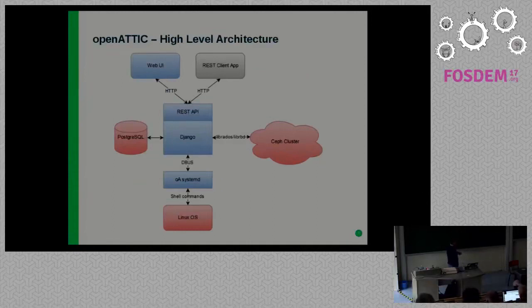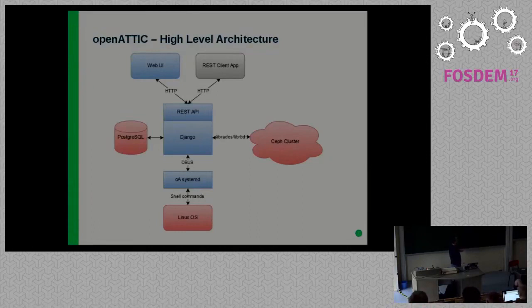That's the architecture from a visual point of view. So you have the Django application in the middle. Some data is persisted in a Postgres database. If you want to set up a multi-node openATTIC system, the only thing that needs to be shared is the Postgres database. So if you have a second node, you connect them both to the same Postgres database, and then you can use one web UI of openATTIC to manage your 2 nodes together.